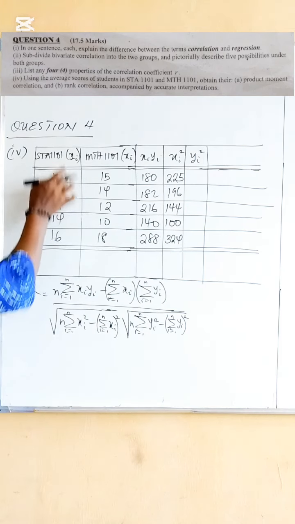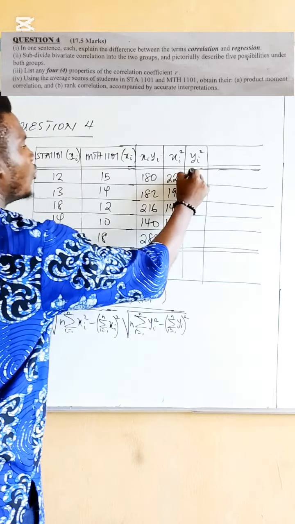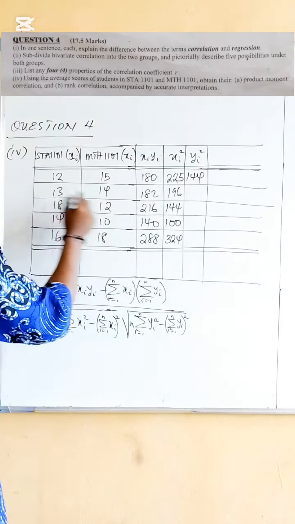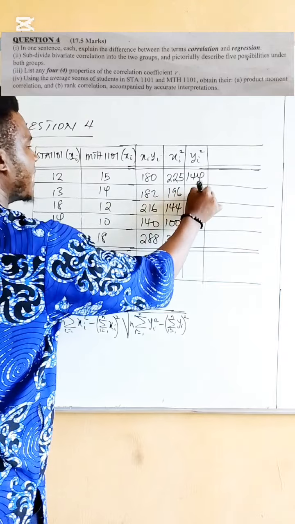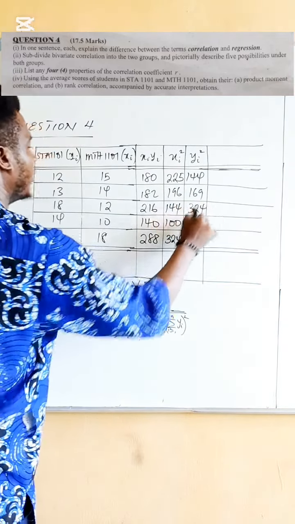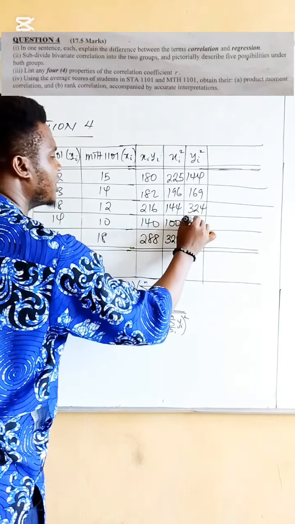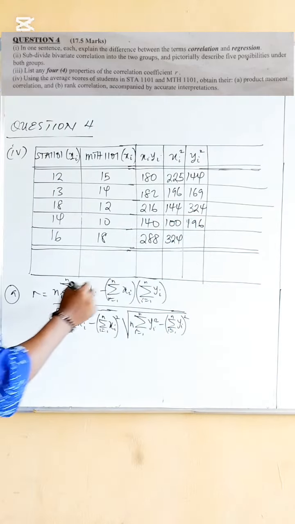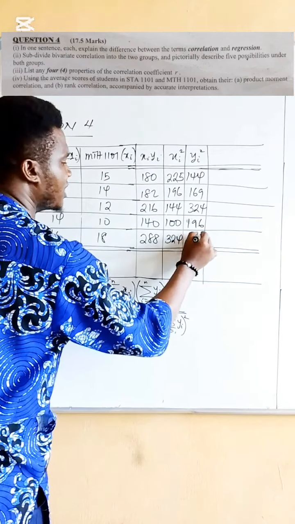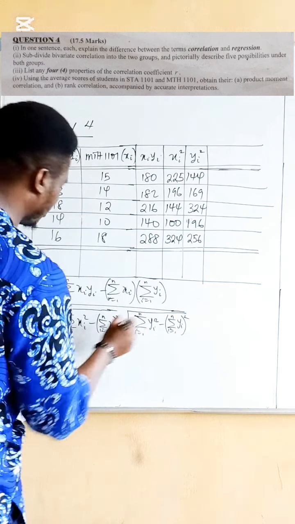Y squared is where you compute the square of each value on the y. So 12 squared will give us 144. 13 squared will give us 169. 18 squared will give us 324. 14 squared will give us 196. And 16 squared will give us 256. Okay?